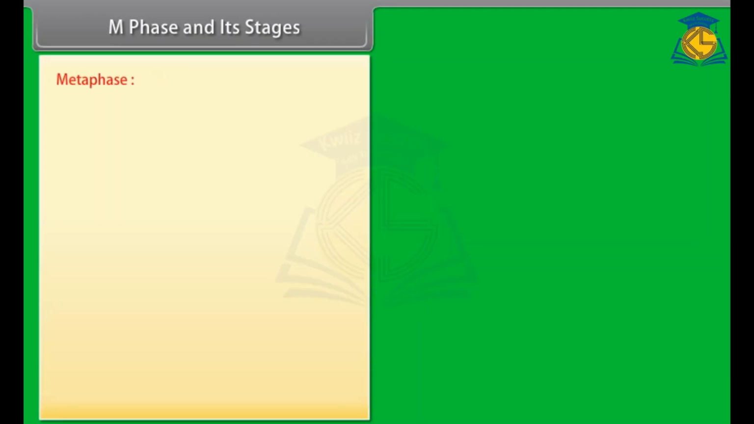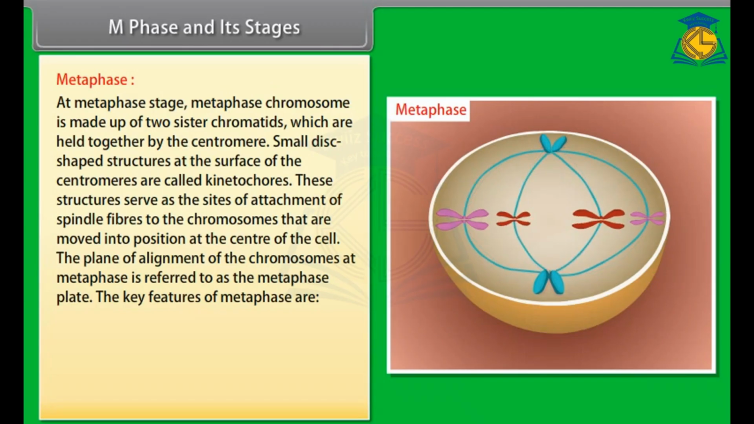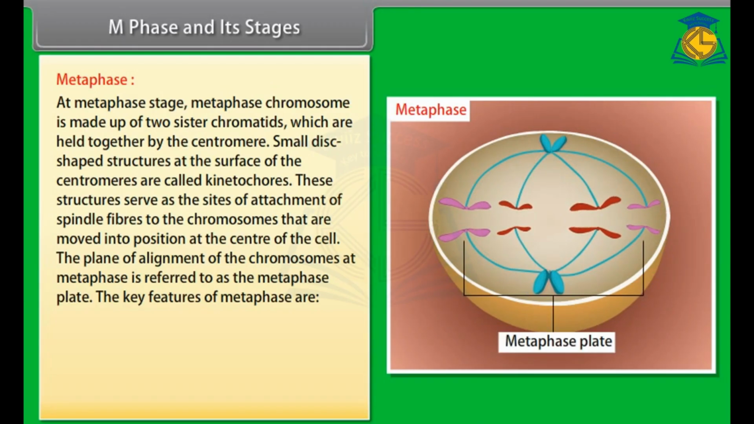The second stage of mitosis is called metaphase. At this stage, metaphase chromosome is made up of 2 sister chromatids which are held together by the centromere. Small disc-shaped structures at the surface of the centromeres are called kinetochores. These structures serve as the sites of attachment of spindle fibers to the chromosomes that are moved into position at the center of the cell. The plane of alignment of the chromosomes at metaphase is referred to as the metaphase plate.